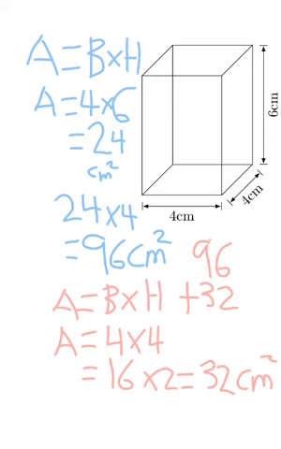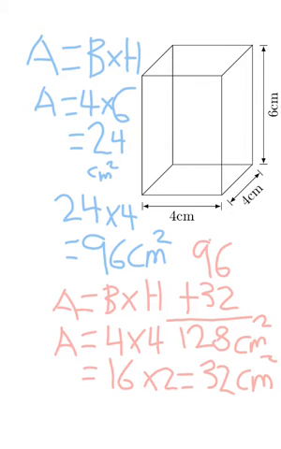So 96 plus 32, and that's going to give me 128 centimeters squared. So the surface area of this rectangular prism is 128 centimeters squared.